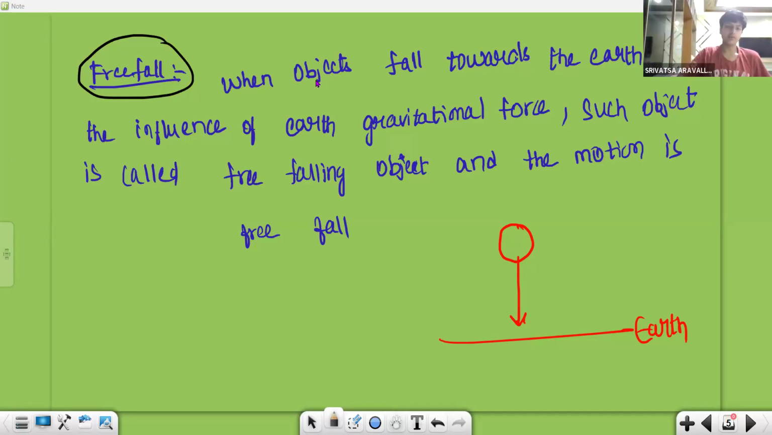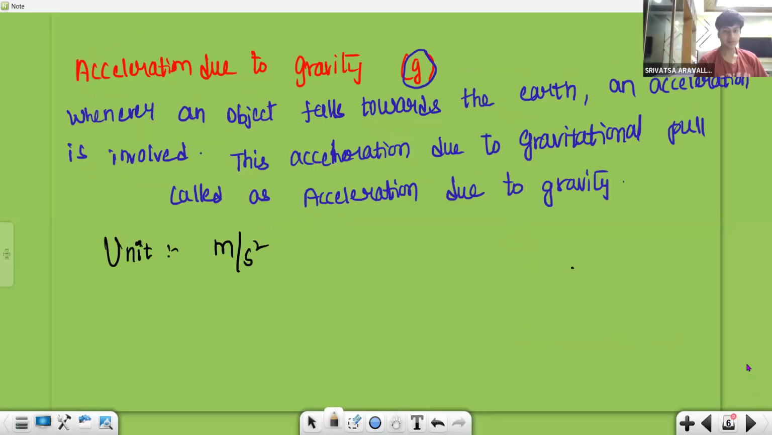So acceleration due to gravity. Whenever an object falls towards the earth, an acceleration is involved. The acceleration due to gravitational pull is called acceleration due to gravity.